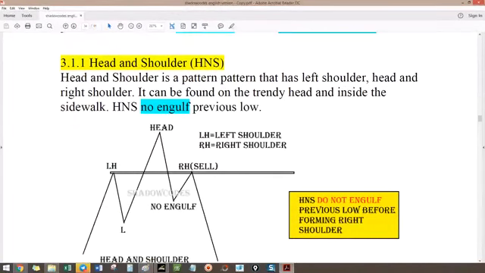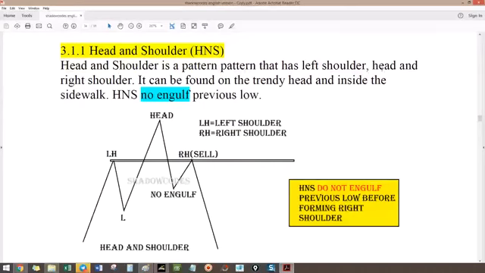Okay, so for head and shoulder, it's a pattern that has a left shoulder, a head, and a right shoulder. It can be found at the head of the trend and inside the sideway.